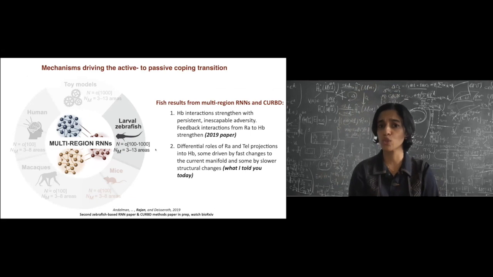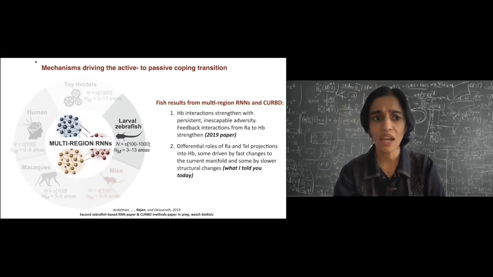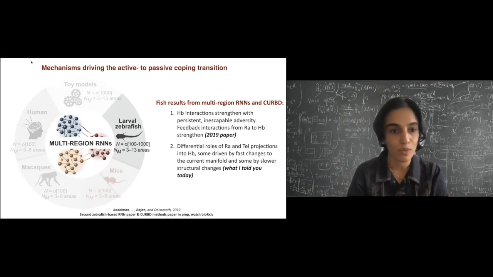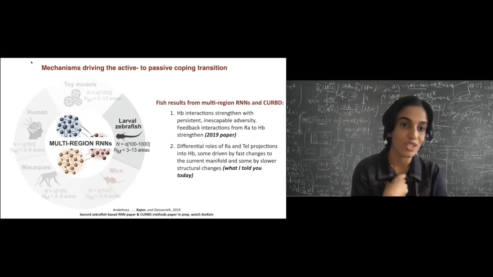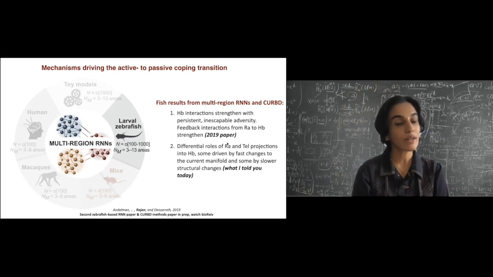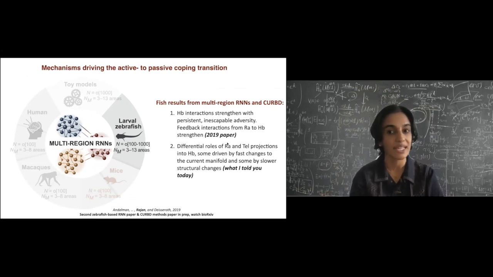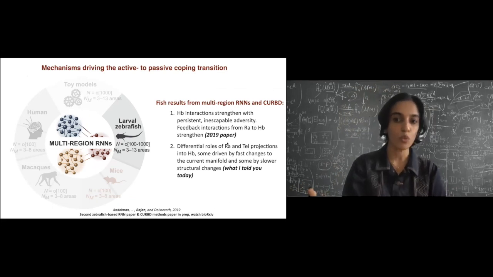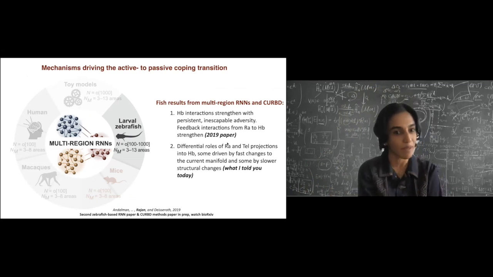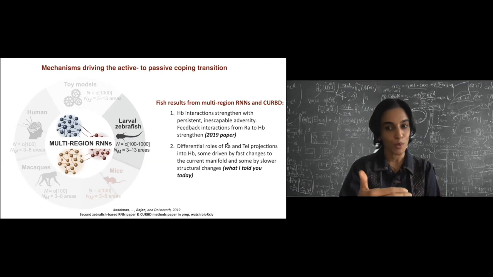So what have I told you so far, right? In the first paper, before we came up with this idea of looking at currents, we were only looking at connectivity changes, and we were looking at these matrices. In the 2019 paper, we concluded that habenular interactions strengthen with persistent inescapable adversity, and that we are seeing some kind of weirdness in the feedback interactions from the raphe to the habenula. That's how far we'd gone with it.